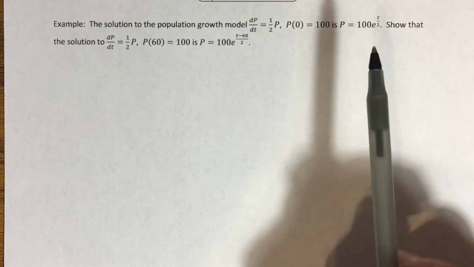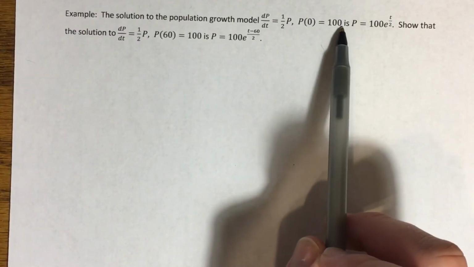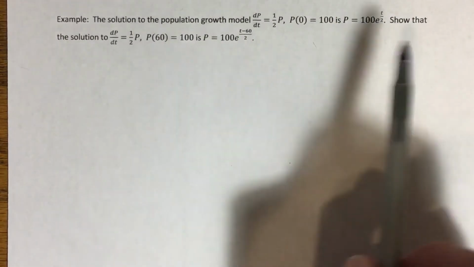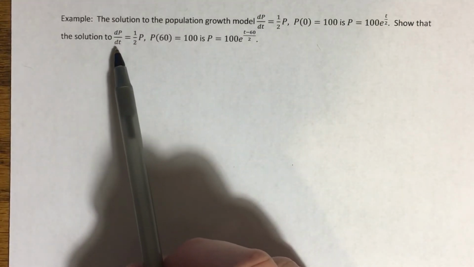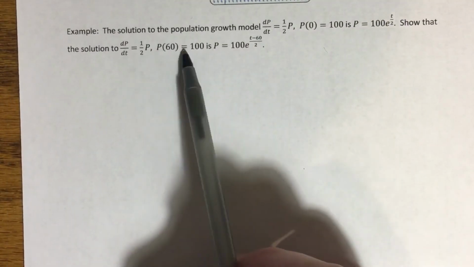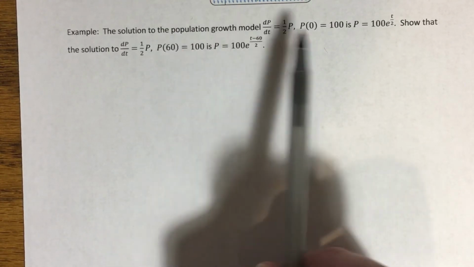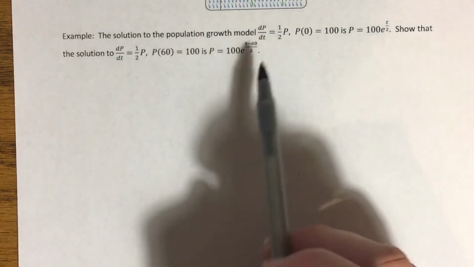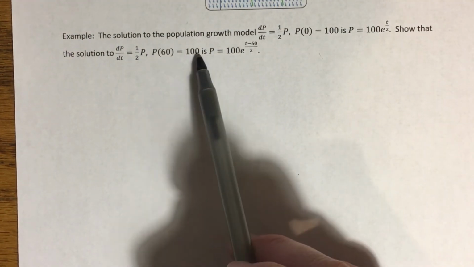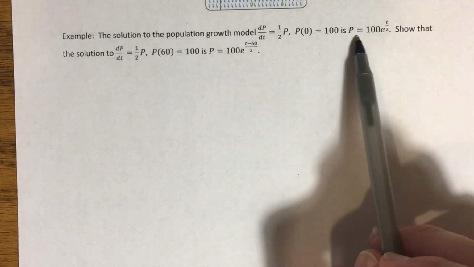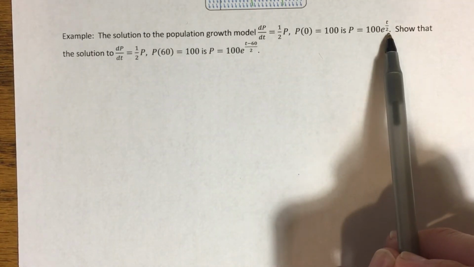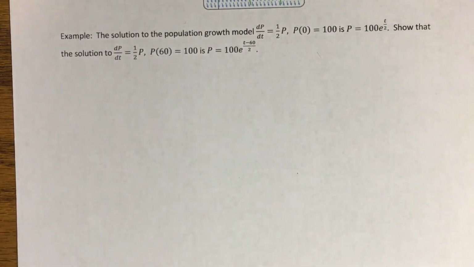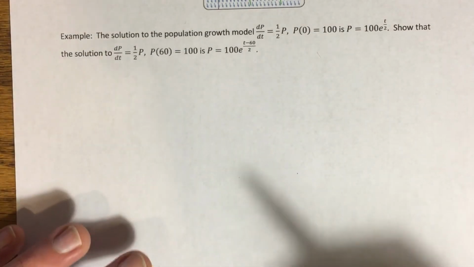What I would like to do is take a look at a related IVP and find a related solution using this translation property. So again, what we want to do is show that the solution to this IVP, which, compare it to this, the only difference is that the input here is a 60 as opposed to a 0. Everything else is the same. Our translation property says that the solution to this IVP should be the same as this IVP, but shifted 60 units to the right. Or in other words, change that t into a t minus 60. We just want to verify that actually does work in this case.